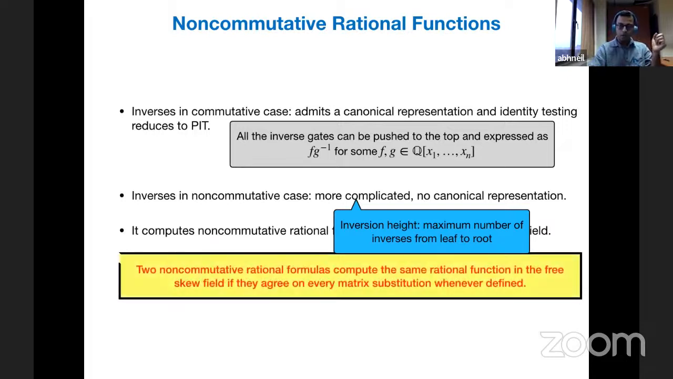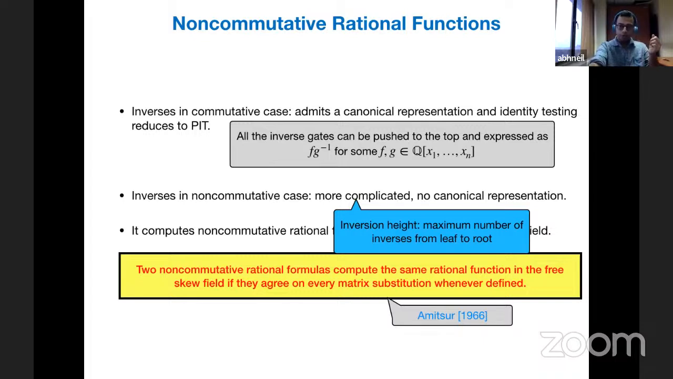There are many equivalent definitions of non-commutative rational functions. In this case, we use the definition given by Amitsur: two non-commutative rational expressions compute the same rational function if, whenever they are defined, they agree. It may happen that a rational formula is not defined on some matrix substitution, but whenever both are defined, they must agree. A simple example: take (1 minus x inverse) whole inverse and 1 minus x. Clearly it is not defined on all matrix substitutions, but these two are actually the same rational function, because on every matrix substitution, whenever they are defined, they compute the same value.